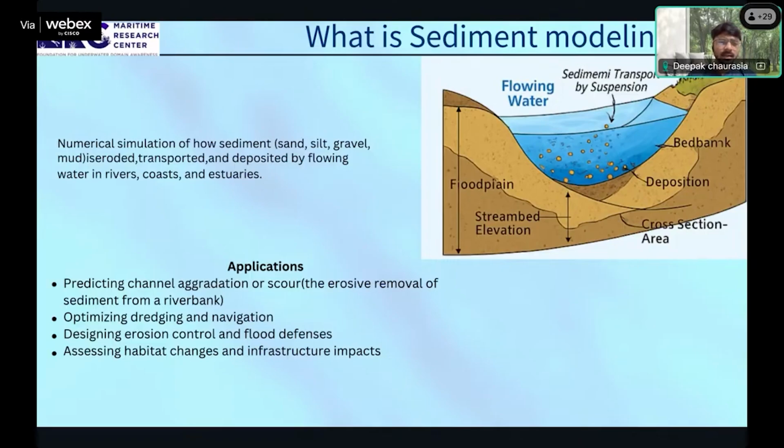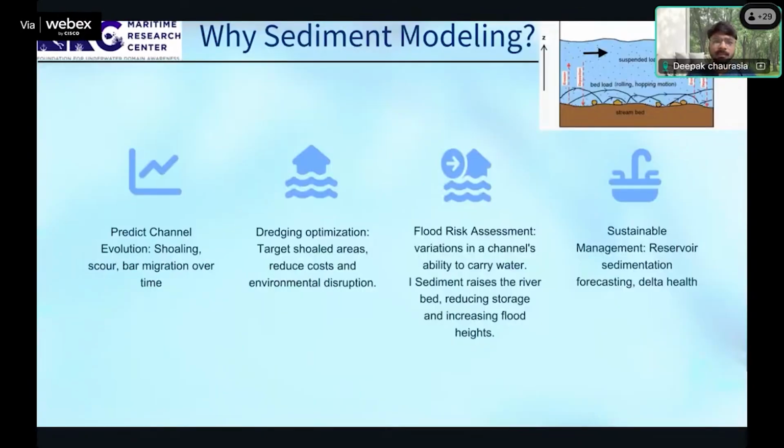The applications include predicting channel aggradation, and second is optimizing dredging, so that we can predict where the sediment deposition is more or less, and we can optimize the dredging. And erosion control. It is also helpful in prediction of floods for a particular river, assessing habitat changes, and of course the health of infrastructure and its impacts.